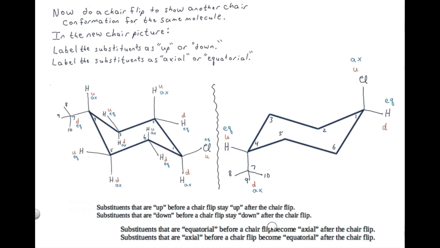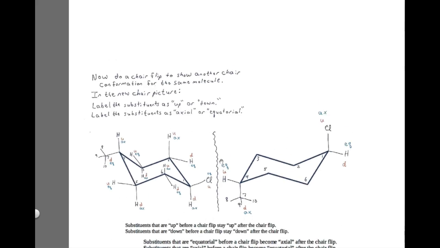Substituents that are equatorial before the chair flip become axial after the chair flip. Substituents that are axial before the chair flip become equatorial after the chair flip. By the way, let me just mention how useful I think numbering is on these problems.